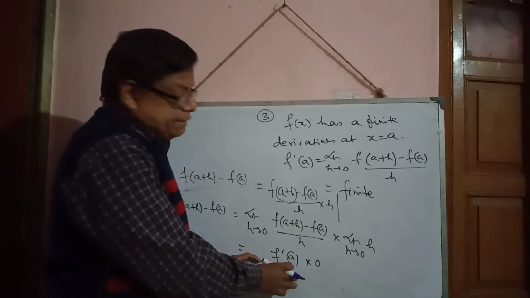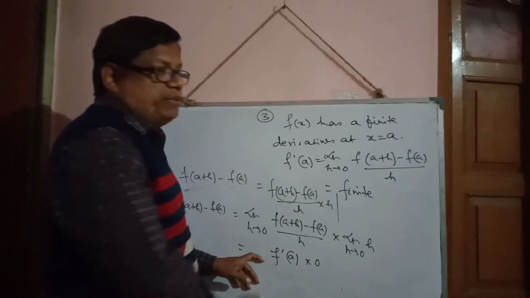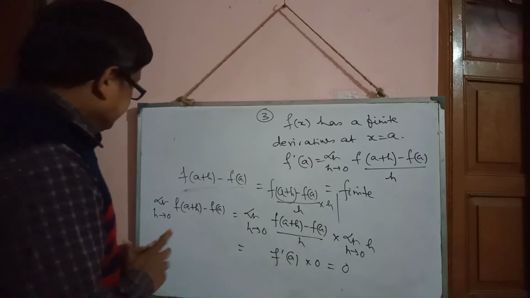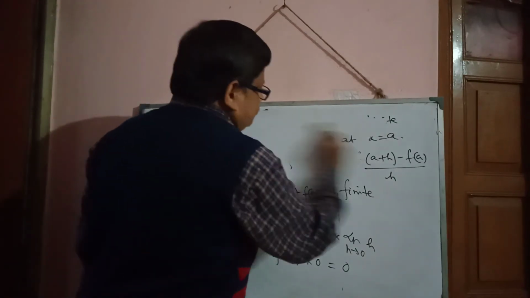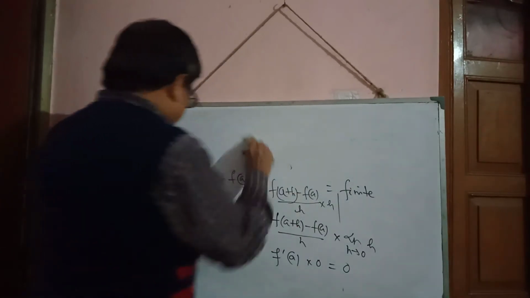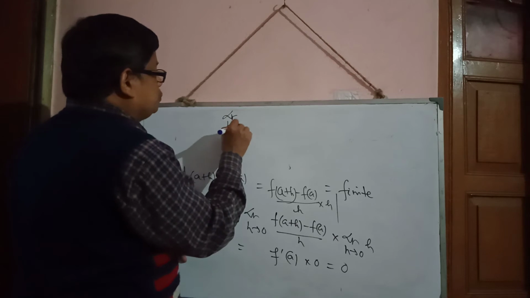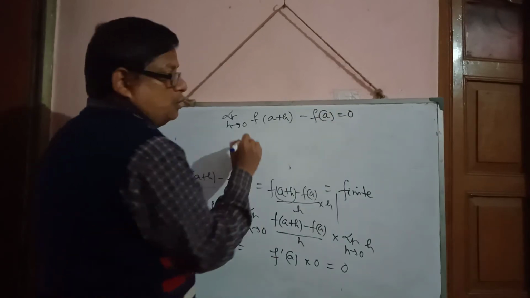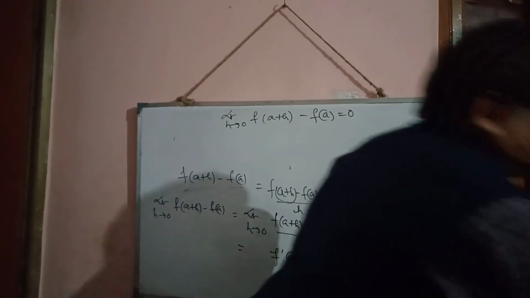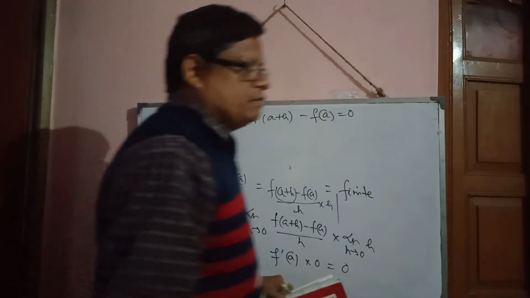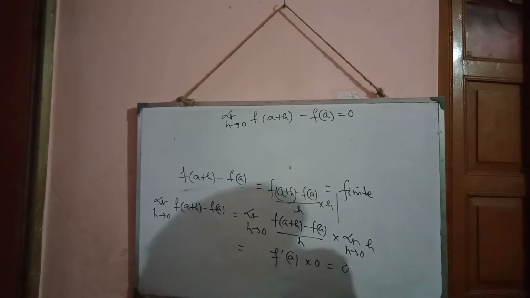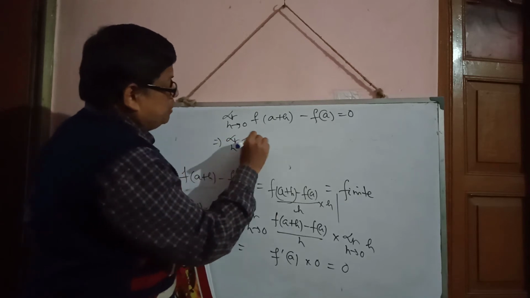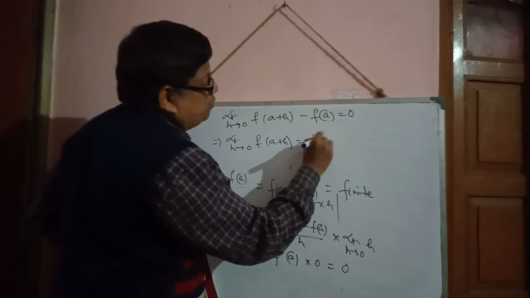That's a real value. So 0 into any finite value is always equal to 0. Okay, now we can write limit h tends to 0 of f(a plus h) minus f(a) equals 0. So we can write limit h tends to 0 of f(a plus h) equals f(a).